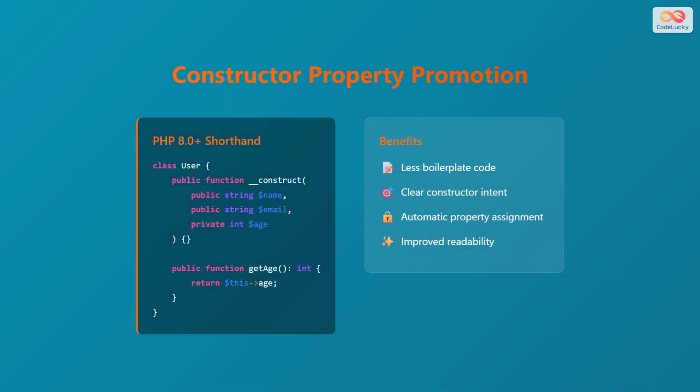Constructor Property Promotion, available in PHP 8.0 and later, provides a shorthand syntax for declaring and initializing class properties in the constructor. Here's how it works. In this User class, we declare and initialize the name, email, and age properties directly in the constructor using the public and private keywords. This eliminates the need for separate property declarations and assignments. Benefits of Constructor Property Promotion include less boilerplate code, clearer constructor intent, automatic property assignment, and improved readability.